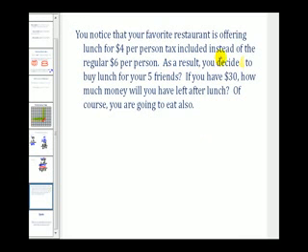You notice that your favorite restaurant is offering lunch for $4 per person, tax included, instead of the regular $6 per person. As a result, you decide to buy lunch for your 5 friends. If you have $30, how much money will you have left after lunch? Of course, you are going to eat too. If you're going to pay for your 5 friends and yourself, you'll have to purchase 6 lunches at $4. So the cost of the lunch would be 6 times 4, which is equal to $24.